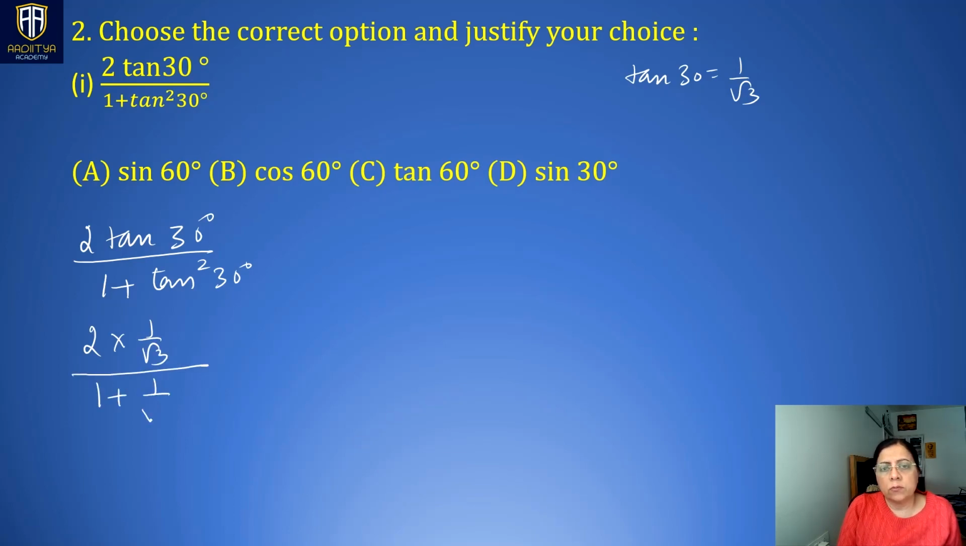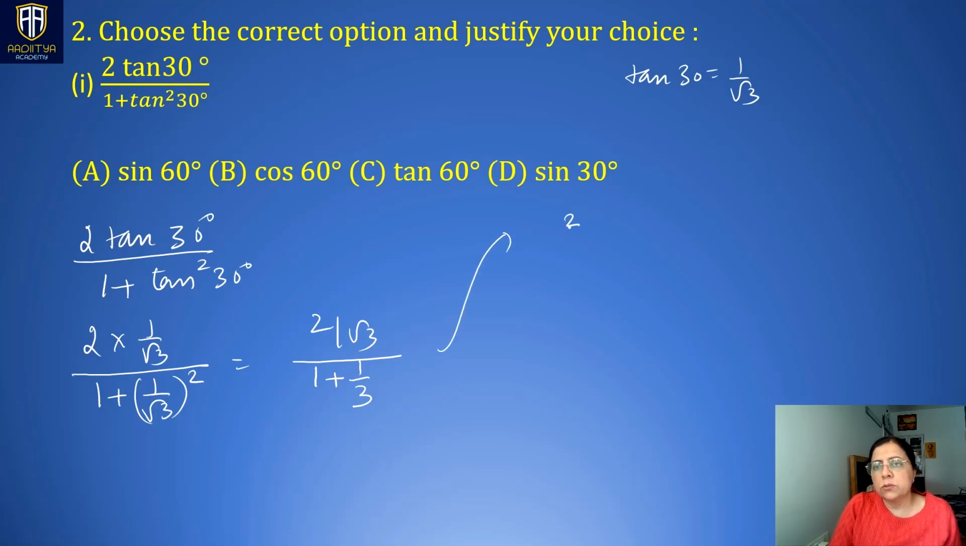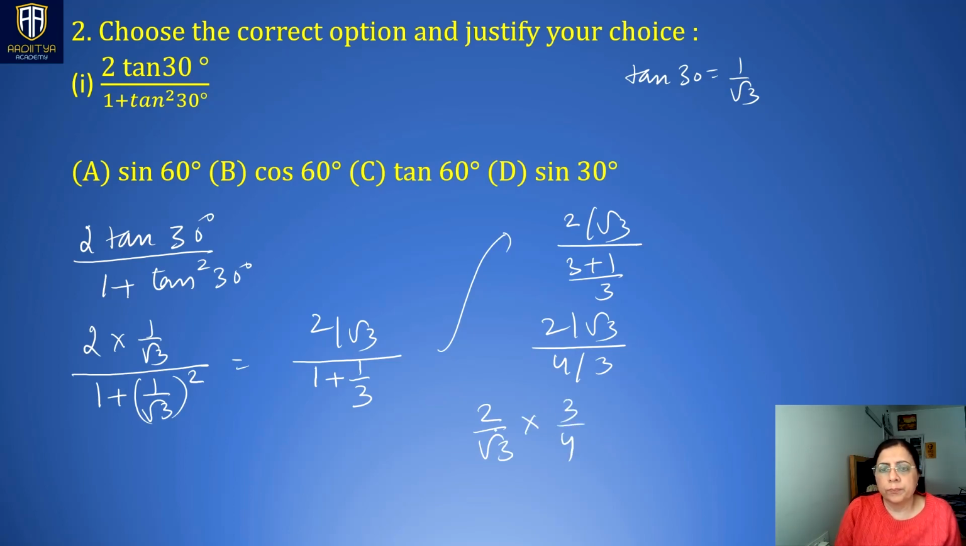1 plus 1 by root 3 whole square. Now this is 2 by root 3 whole square, which is 1 plus 1 by 3. Now we simplify it further. This is 2 by root 3, and in the denominator we can write 3 plus 1 by 3. So we have 2 upon root 3 over 4 by 3. We solve them, so we have 2 upon root 3 multiplied by 3 by 4. Now we can reduce this: root 3 and this is 2. This is root 3 upon 2.